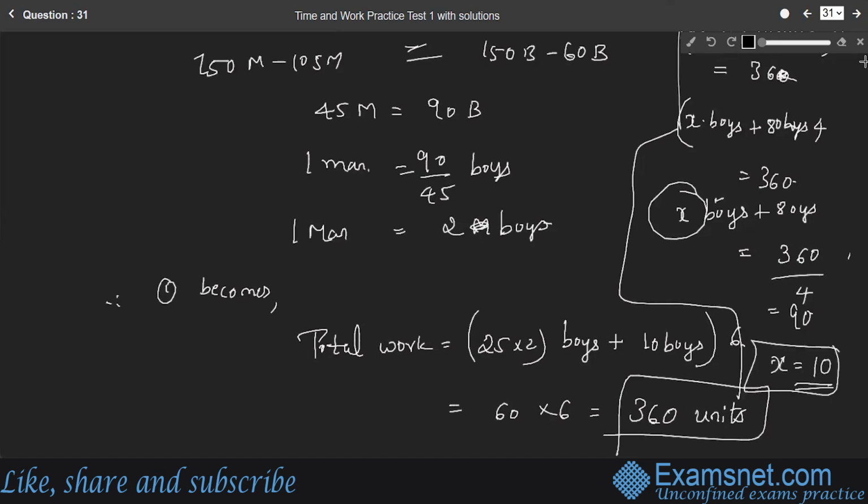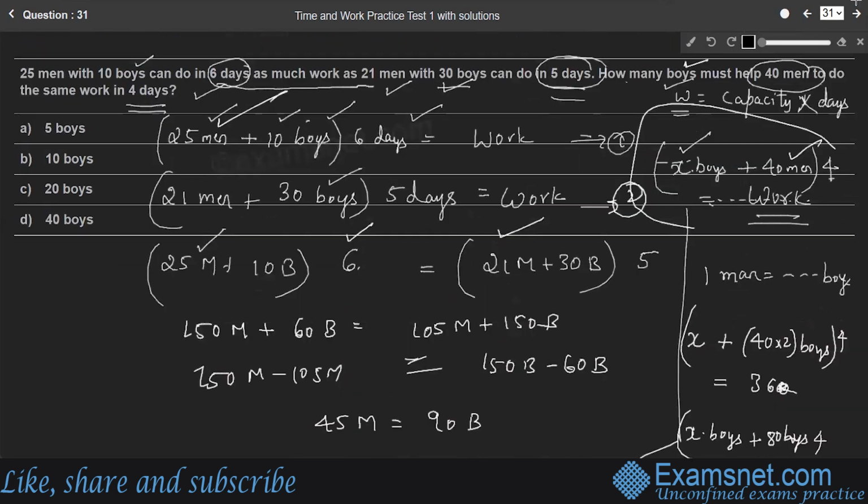Right? X is the number of boys. The number of boys must help 40 men. 40 men in the sense 80 boys. The number of boys must help 80 boys to do the same amount of work is 10 boys. Option B is the right answer.